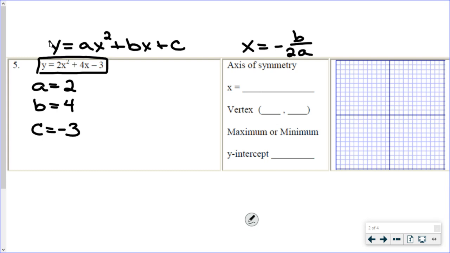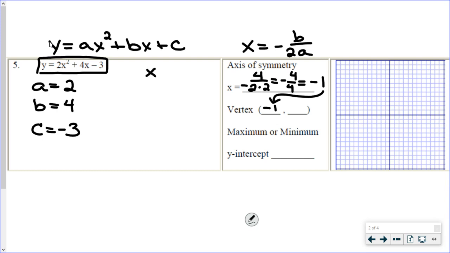So what is b? B is 4 over 2 times a, which is 2. I end up getting -4 over 4, which is -1. Look at that. Pause if you need to. Does that make sense where I'm getting the numbers? And then bring it here. Always think of that axis of symmetry, that x equals, that's the x part of your vertex.